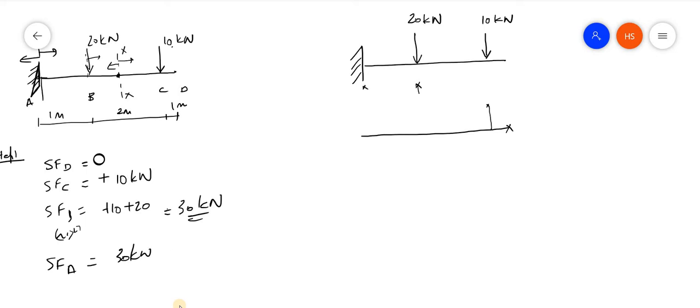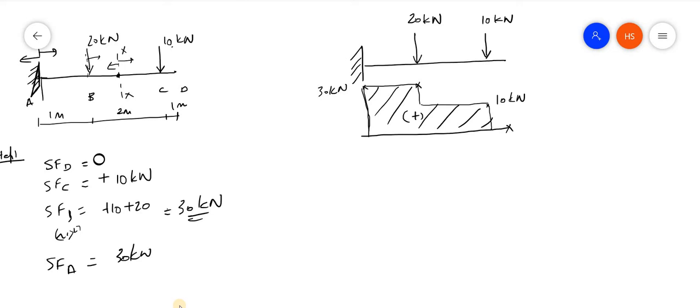This is the shear force. It is positive only. Here it is 10 kilonewton and here it is 30 kilonewton. So this is my shear force diagram. What I have done is start from the right free end. From the free end I have considered and drawn to this side.